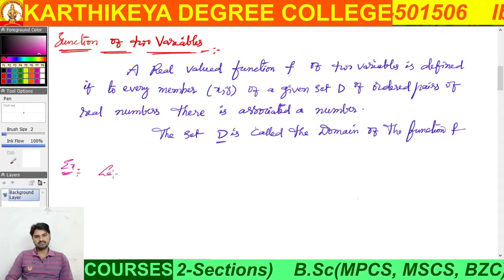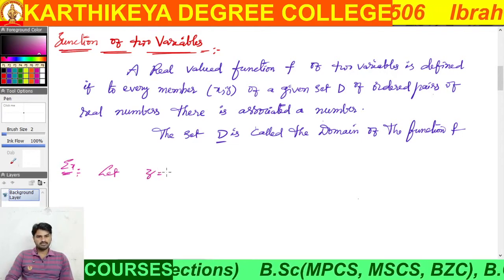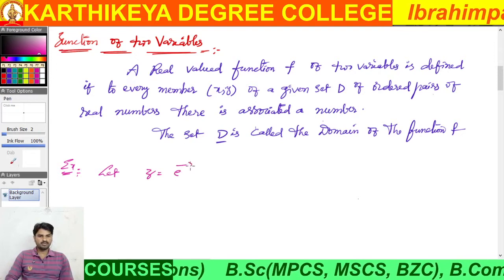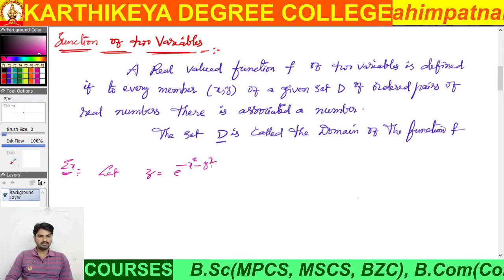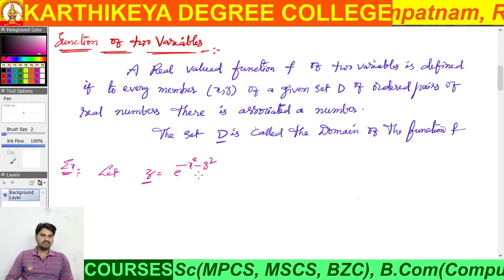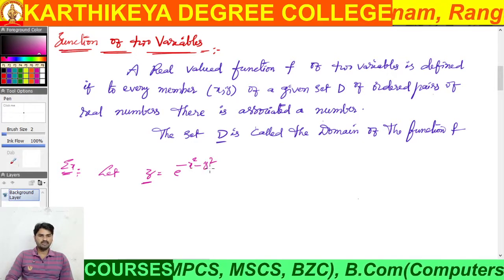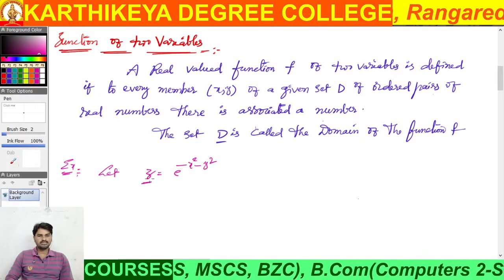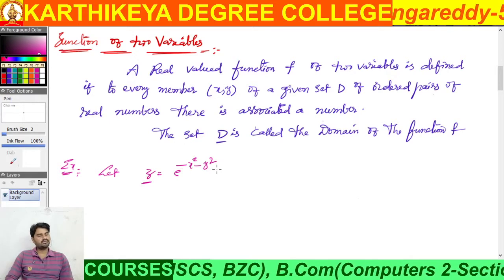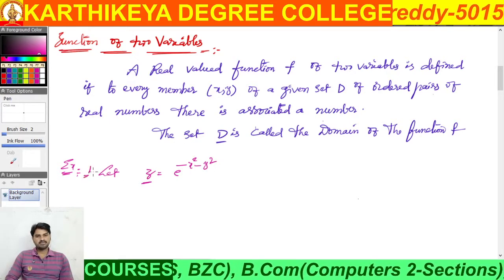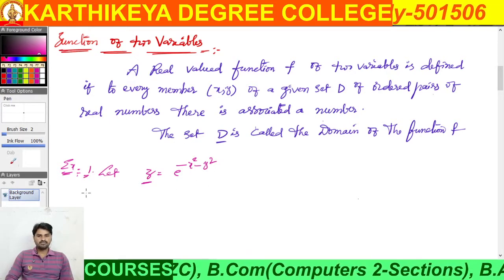Students, now we are going to give examples of two variable functions. Example: let z equal e power minus x square minus y square. To find the z value, you have to take the x value and y value. That means z depends upon the x value and the y value. So this is an example of a two variable function.